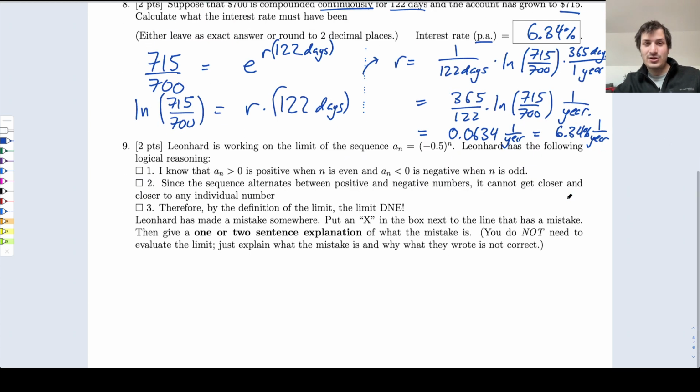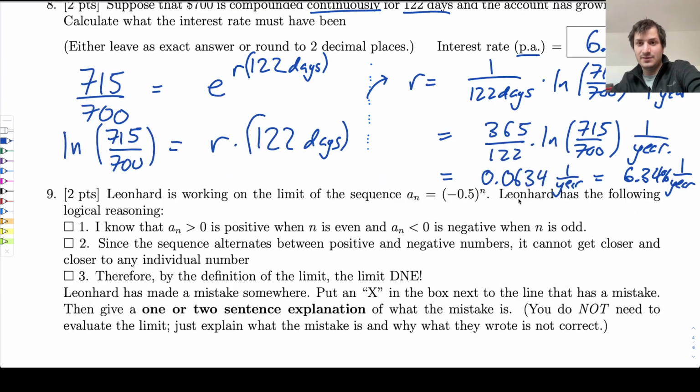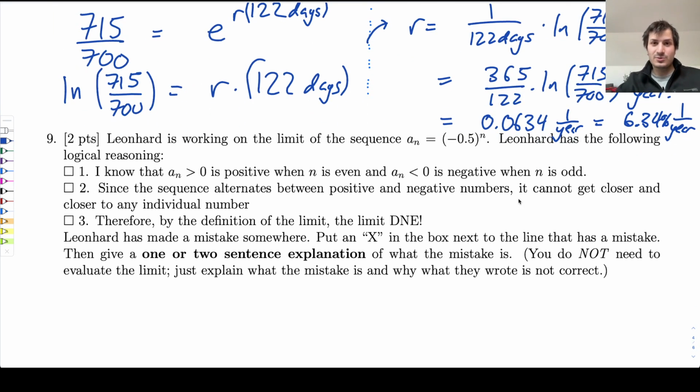Okay, last question on the exam. This one is a bit of a logic puzzle. You've got to find the mistake. Leonard is working on the limit of the sequence negative 0.5 to the power n. And here's his logical reasoning. a_n is bigger than 0 when n is even, and a_n is less than 0 when n is odd.